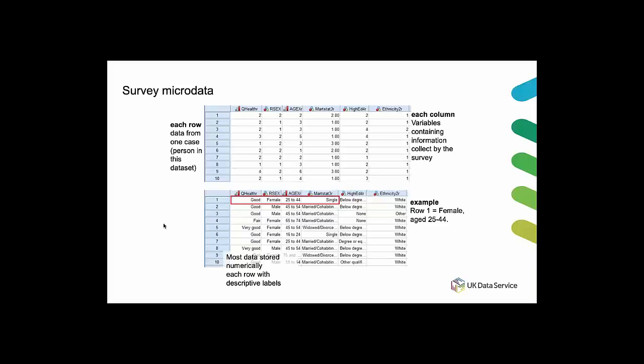As you can see, each row has data from one case, a person in this dataset. Then in each column, there are variables, and these variables are based on the answers to the survey questions. So you can see the person in the first row here is a female, and she is between 25 and 54 years old. She is single, and thankfully she is in good health.